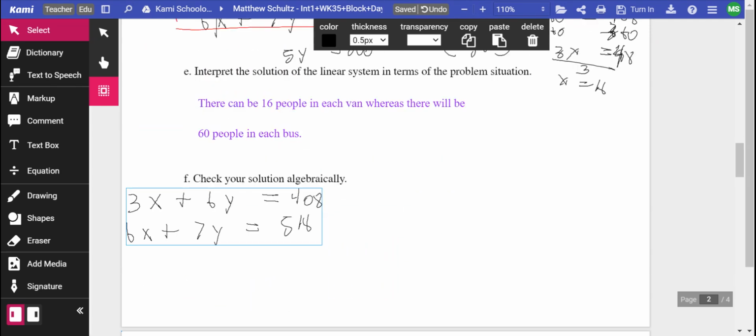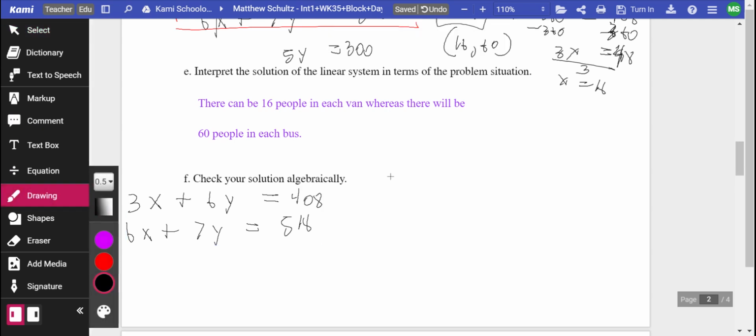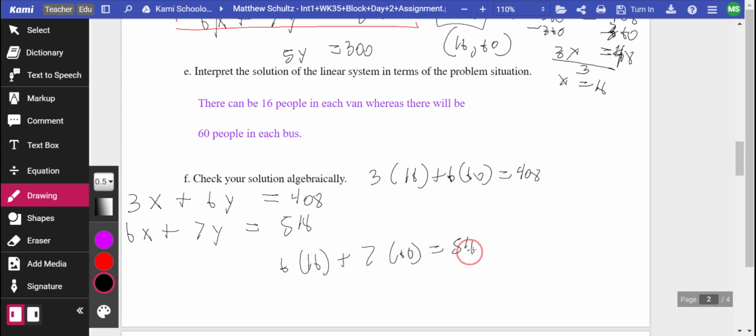So basically, what we're going to do is take our x and y value and plug in these numbers. So we'll get 3 times 16 plus 6 times 60 is equal to 408. And we'll also check 6 times 16 plus 7 times 60 will equal 516. And then we will solve. If we do, we'll say yep, it's true. But I'm not going to do it. You can do it. Let's go on.